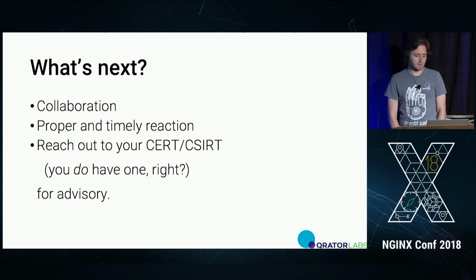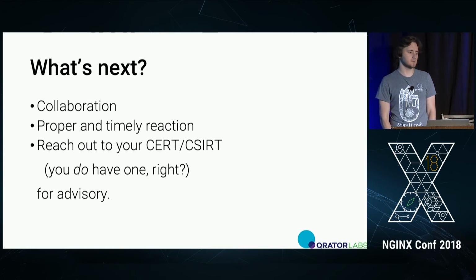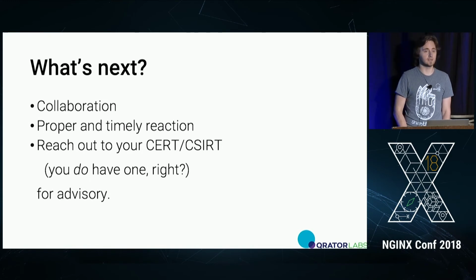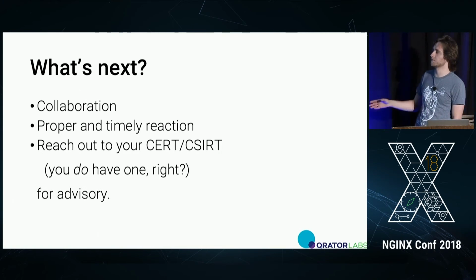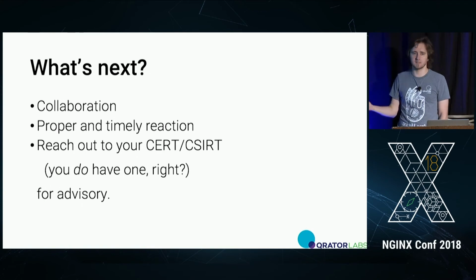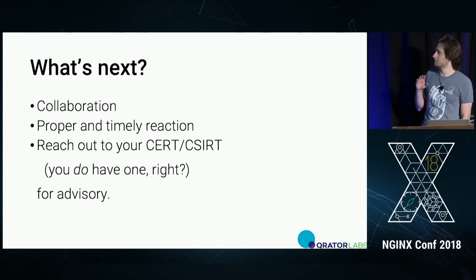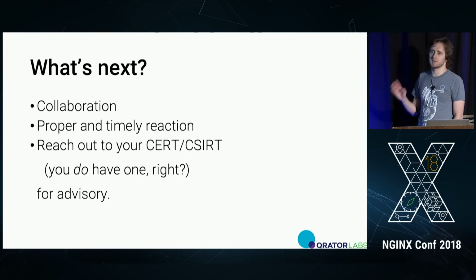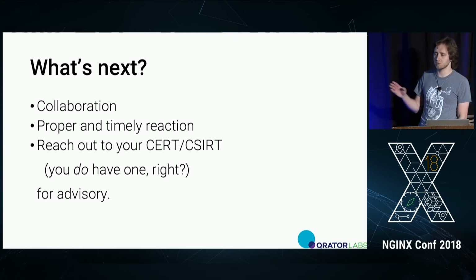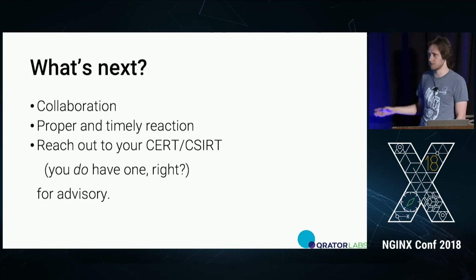So, to handle it, you may want to collaborate with other network entities, with your upstream network and connectivity providers, to ensure proper and timely reaction to a new threat. If you have a contract with a CSIRT or CEIRT, and I hope you have some, frequently reach out to them for an advisory and make sure they will notify you in case something really bad is happening on the internet.